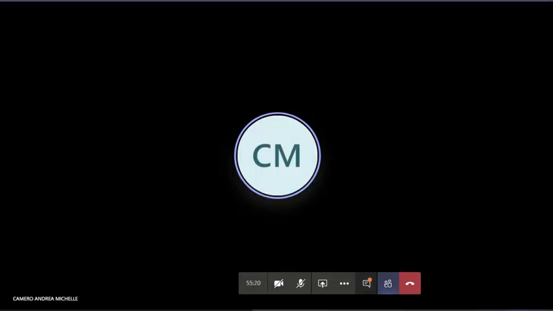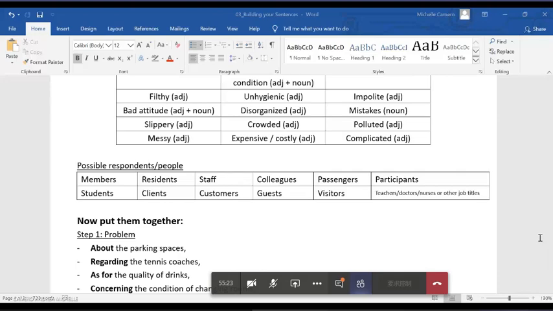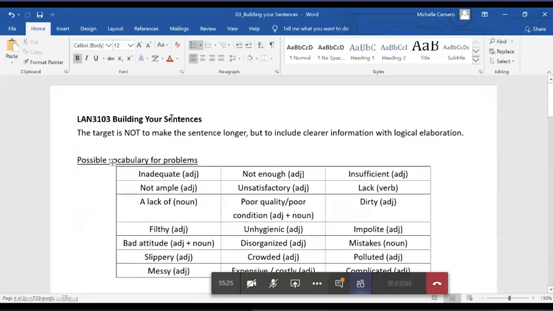So we're going to start off with talking about this document here, building your sentences. Okay, so when you build a sentence, the point or the goal is not to make your sentence longer. I mean, when you want to add details, yes, your sentence might be longer, but it's not just to make your sentence longer.